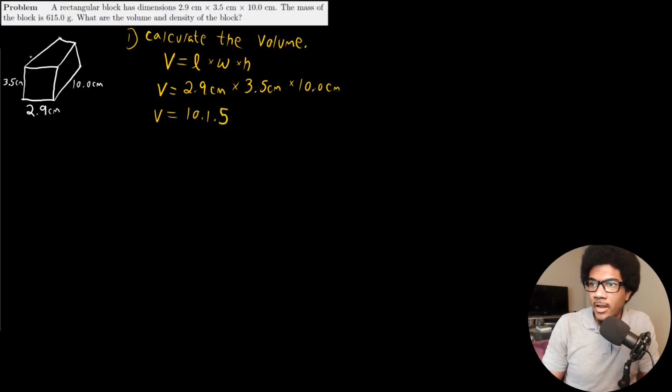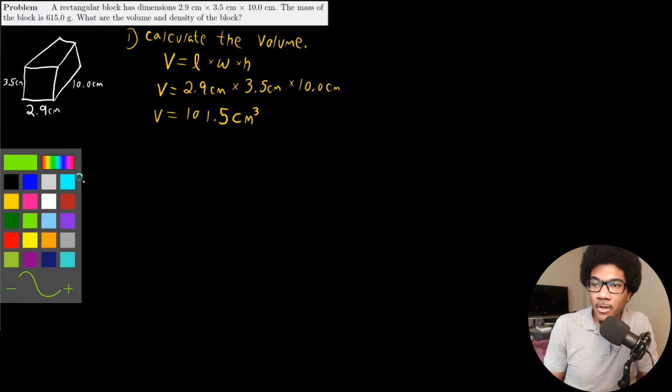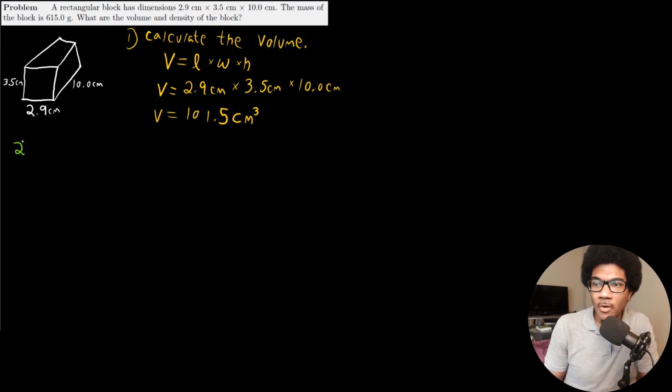Now let's think about the units here. When you multiply three numbers together and they all have the same unit, you multiply the units together as well. That means our volume is going to be in cubic centimeters. Cubic centimeters is actually the same as milliliters, but here I'm going to leave it as cubic centimeters. So we have the volume. Now what we want to do is calculate the density from there.